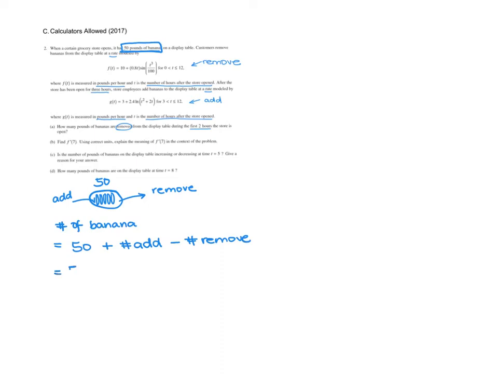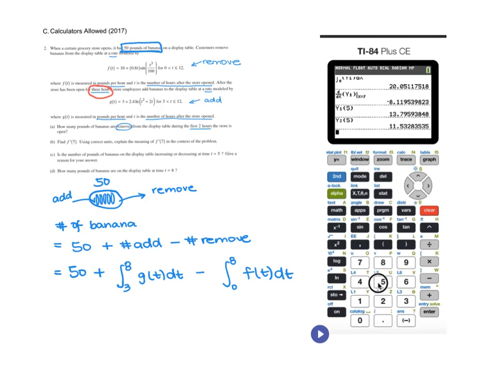This will equal to 50 plus, since both f and g are rates, we're going to take the integral of g of t dt from time 3 all the way to time 8 minus the integral of f of t dt from time 0 to time 8. So that's all the work you need to show, and then let the calculator do the rest.